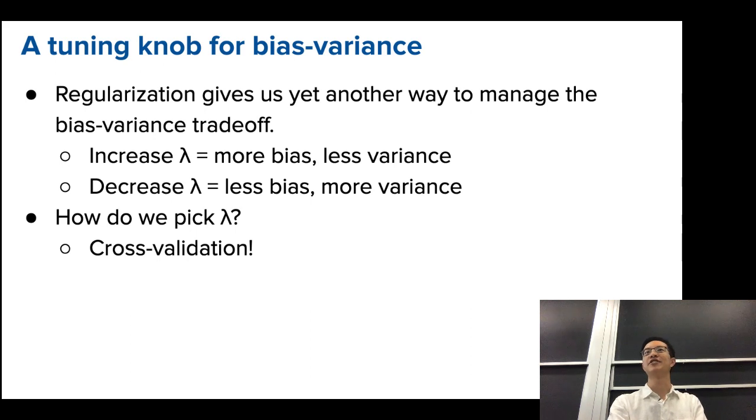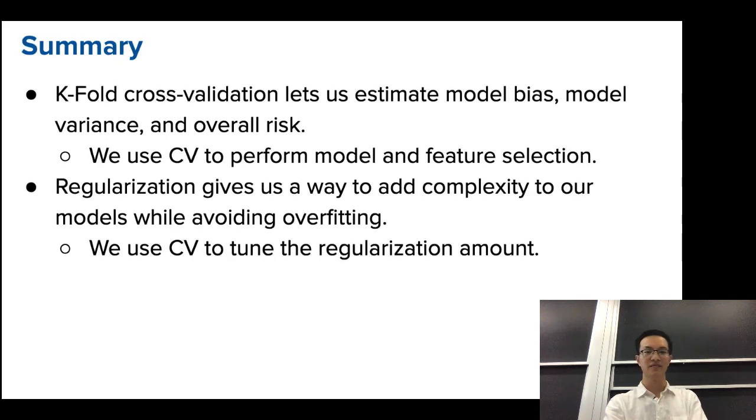I use cross-validation. Okay. So, we talked about k-fold cross-validation, which is used to perform model selection. We talked about regularization, which gives us yet another way to manage model complexity. And in particular, it lets us add complexity to our models without overfitting. As usual, when it comes to these parameters, which we call hyperparameters, we use cross-validation to tune the model and perform model selection.